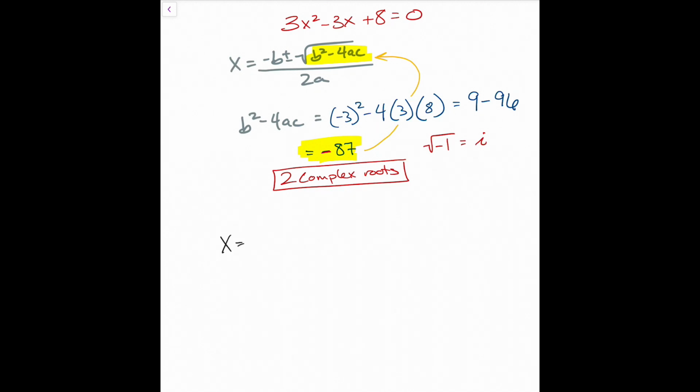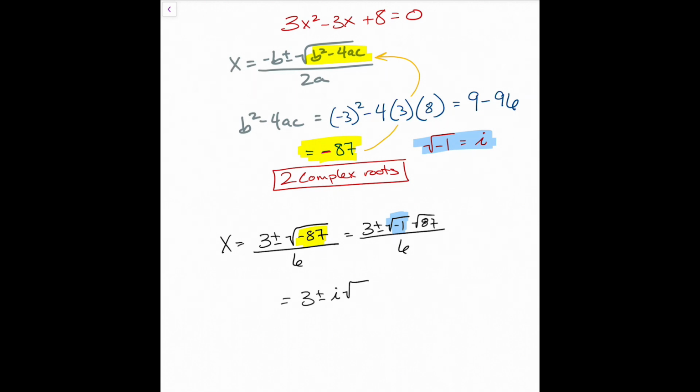So x equals negative b. So the opposite of negative 3 is positive 3. So that's 3 plus minus. And then I already know what my discriminant is. That's negative 87, right? Divided by 2 times a, which is 2 times 3, is 6. All right. So 3 plus minus, and I have a negative 87. I want to factor out that negative number, so it's going to be the square root of negative 1 times the square root of 87, all divided by 6. And recall that the square root of negative 1, like I mentioned earlier, is in fact i. So then I will have 3 plus minus i times the square root of 87, all divided by 6.